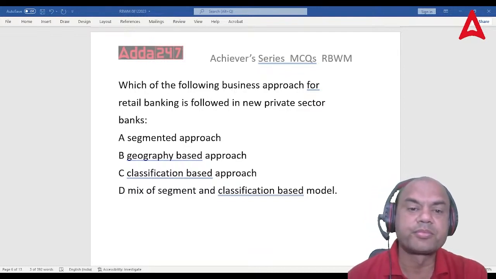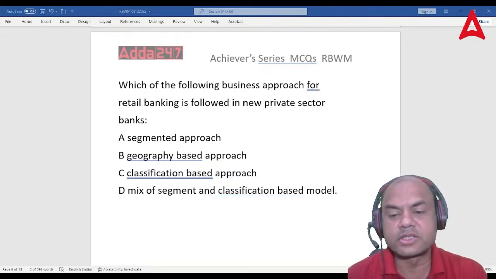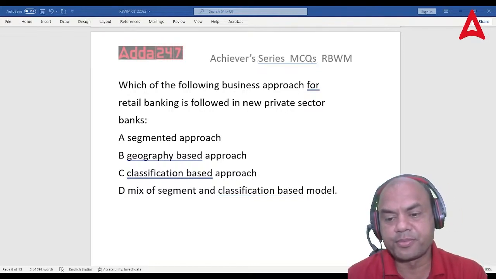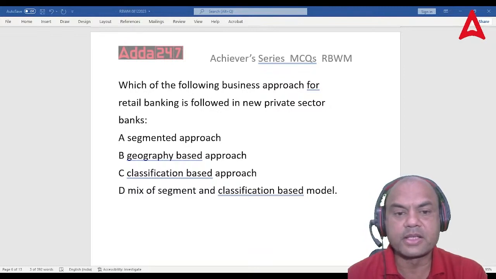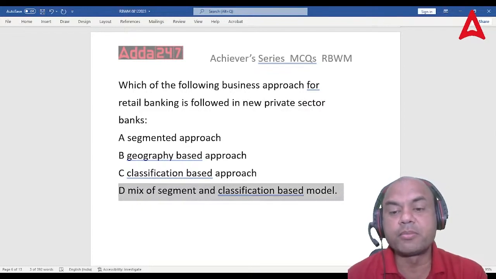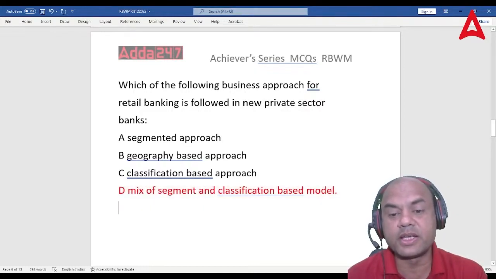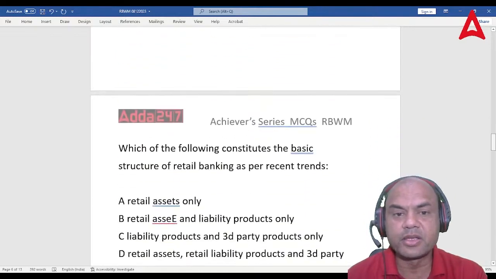Okay. So, what is the answer for this? Yes. The answer is mix. Remember, it's a mix. They always follow the mixed approach, the new private, these Indian private sector banks. Okay. Next one.